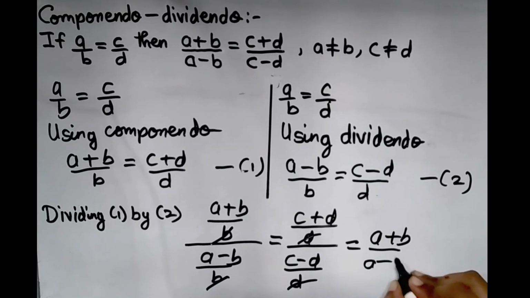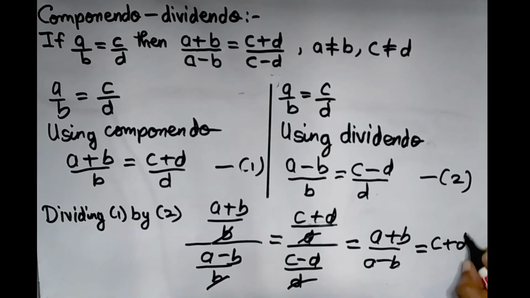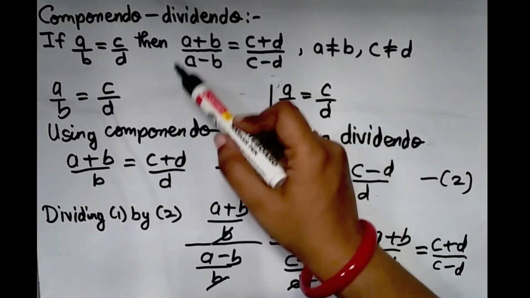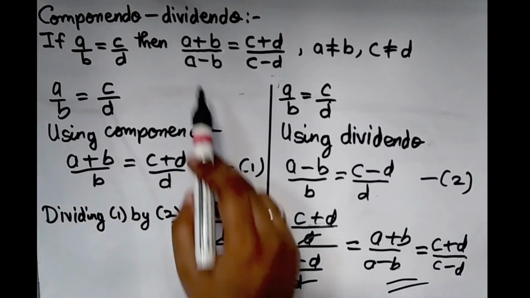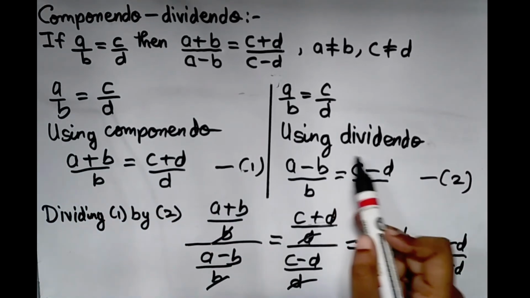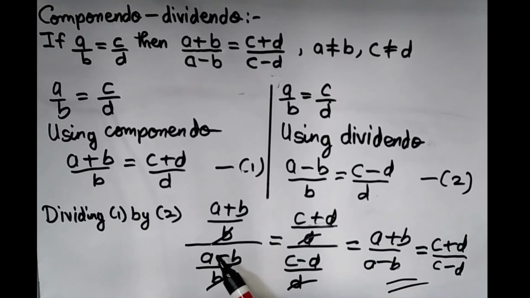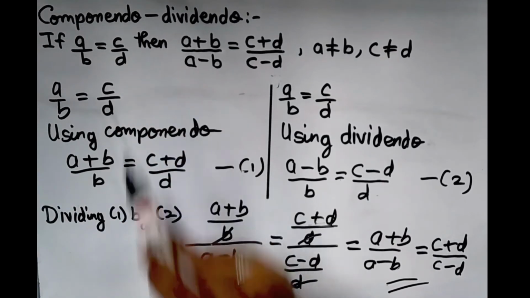Is equal to, here what is remaining? C plus D upon C minus D. This is what we have to prove here. Okay, we got this answer, so this is the final answer. So in componendo dividendo, for proving this property, first we apply componendo and name it 1, then we use dividendo and name the equation 2, then we divide 1 by 2, so the common denominators get cancelled, and finally we get the answer. So this is how you will prove this componendo dividendo property.